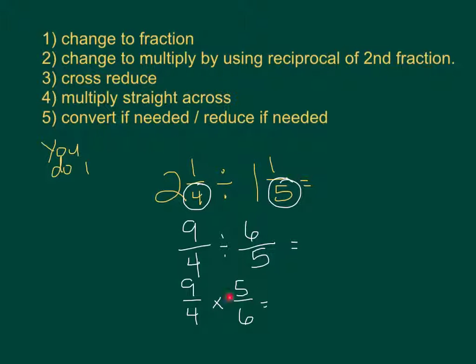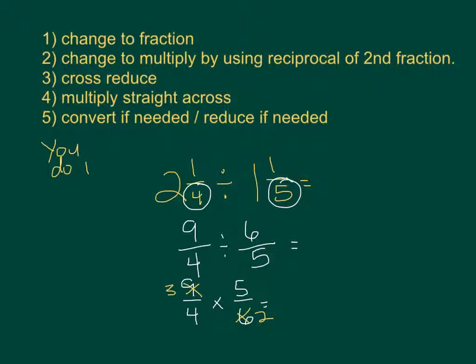Cross reduce. 5 and 4, there's nothing other than 1 that's going into both of those. But on 9 and 6, 3 can go into 6 evenly, and 3 can also go into 9 evenly. So if there's a number that can go into both of them evenly, then I can cross reduce. 3 fits into 6 twice and into 9 3 times. So you can only cross reduce if the same number divides evenly into both of them.